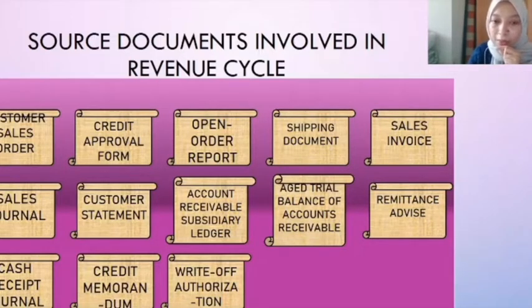And then credit memorandum. The document is used to record credits for the return of goods in a customer's account or to record allowances that will be issued to the customer. Actually, the process of this document is the same way as the sales invoice. And lastly is write off authorization. This document authorizes the write off of an uncollectible account.